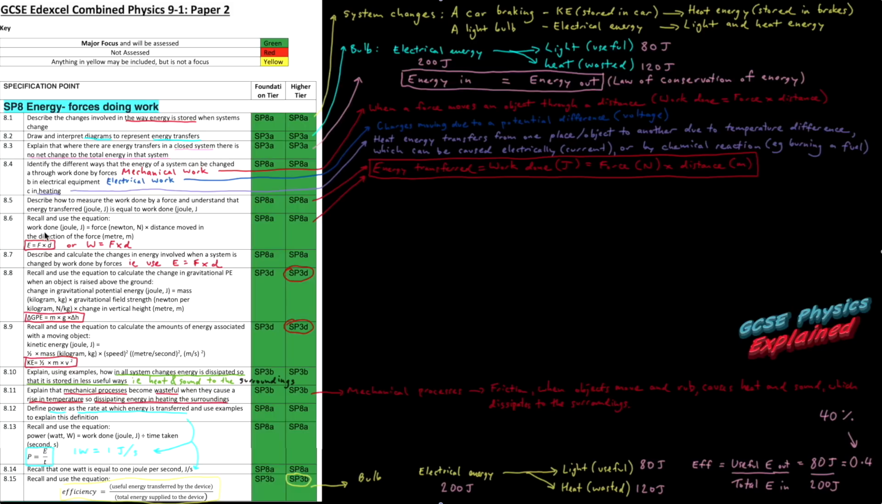Recall and use the equation work done equals force times distance. So there it is, W equals F times D. But you could also see it as E equals F times D, because remember, work done equals energy transferred. So it's just a case of you putting the numbers in.